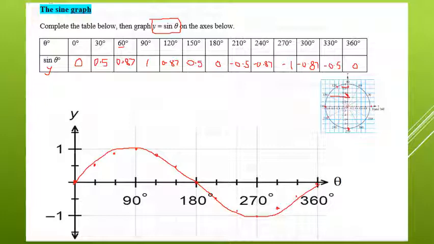It has a maximum value here at 90 degrees of 1 and has a minimum value down here at 270 degrees of negative 1. It crosses the x-axis three times, and the y-intercept is (0, 0). Okay, we have some terminology we discuss with these sort of graphs. If I was going along here, when I get to 360, we would find this graph would continue in the same fashion that we started. So the graph repeats itself.